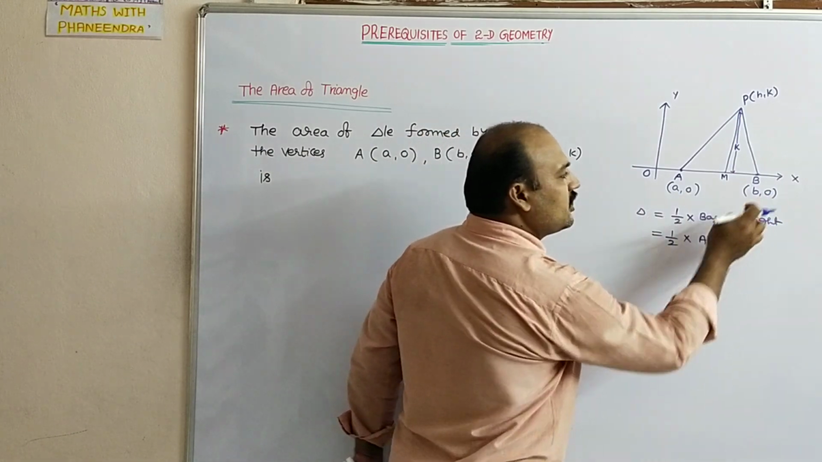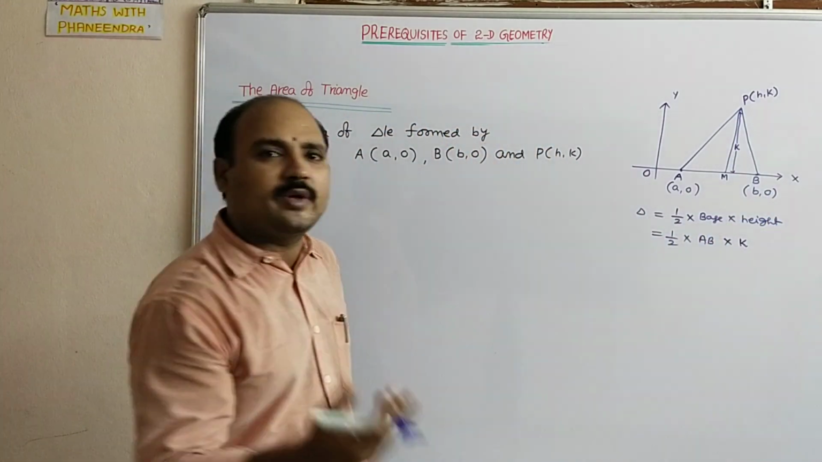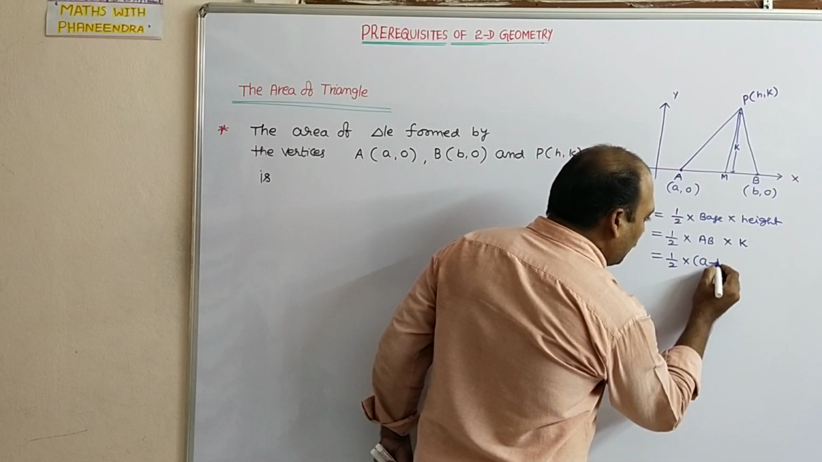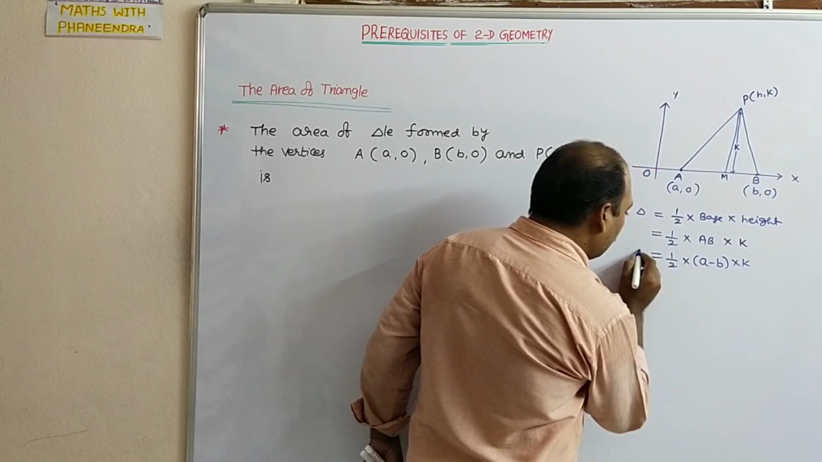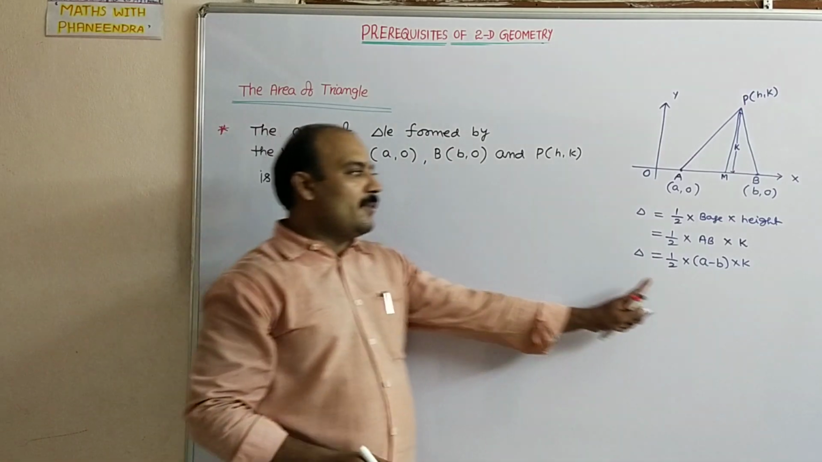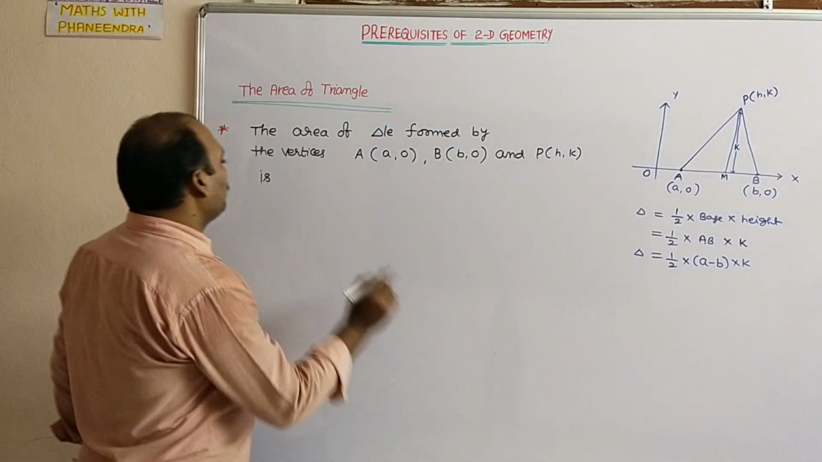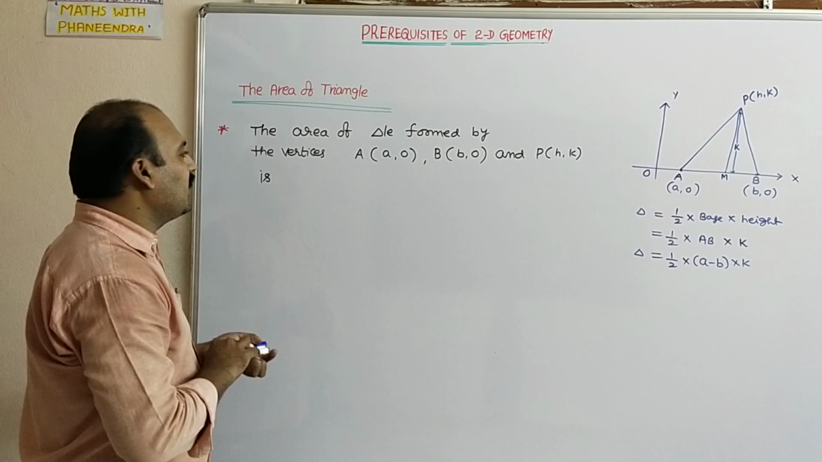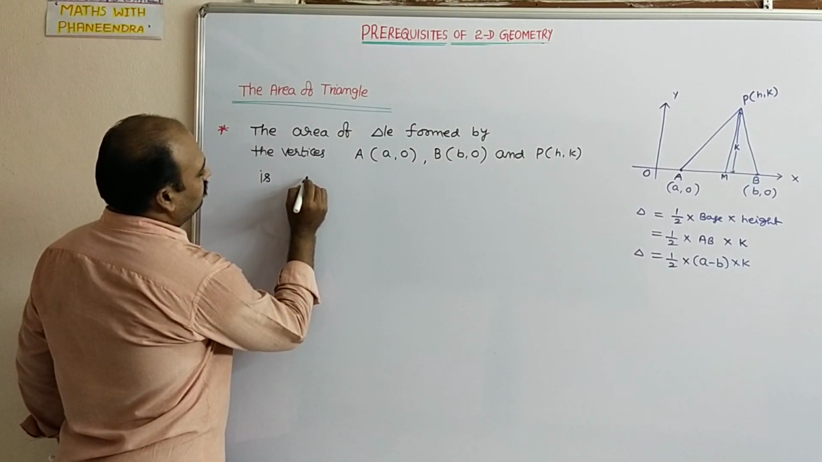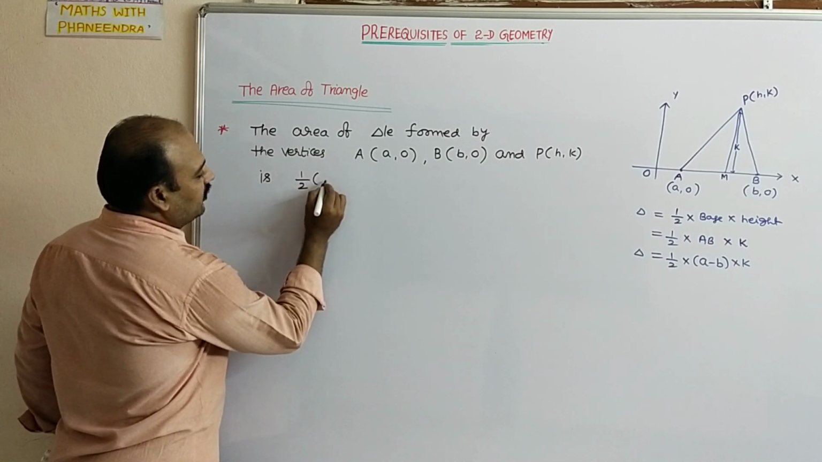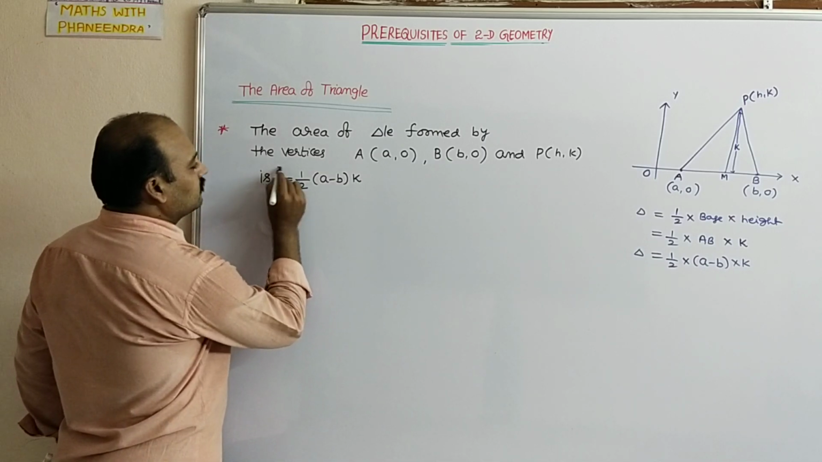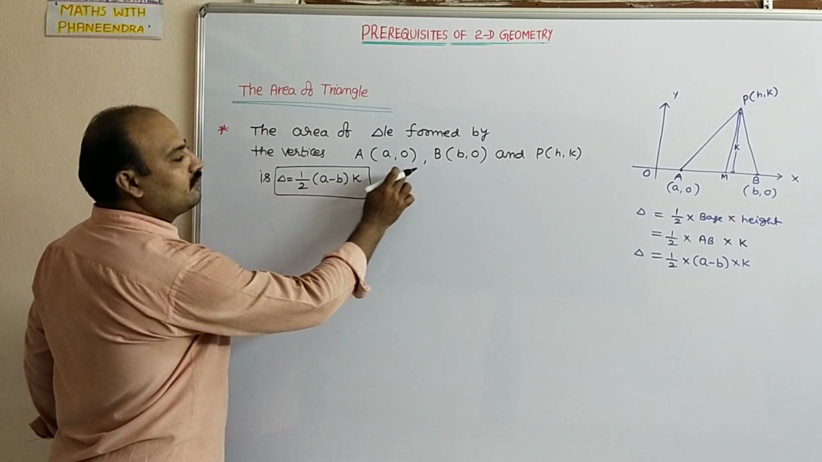What is AB? Distance between these 2 points: root of (A minus B) whole square. Root and square cancel, so AB. So we can write it as half into (A minus B) into K. That's what we are getting. If you remember this one, no need to do that. The area is half into (A minus B) into K. When the points are in this form, this is the area.